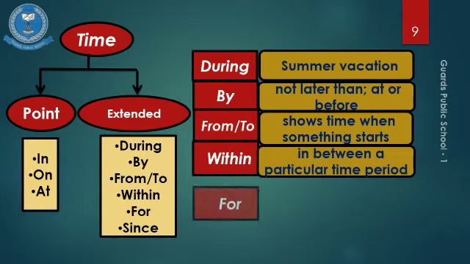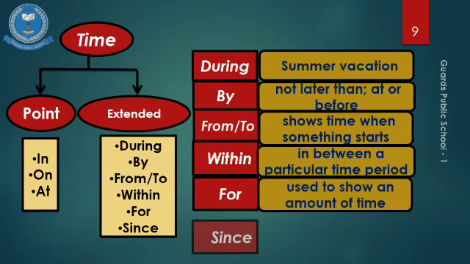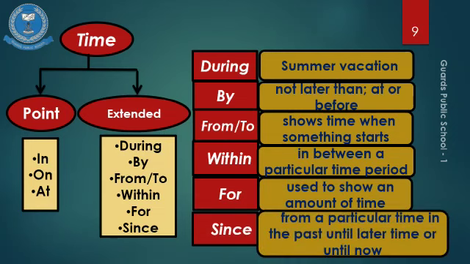Then we have for, which is used to show an amount of time. And last, we have since, which shows from a particular time in the past until a later time or until now.